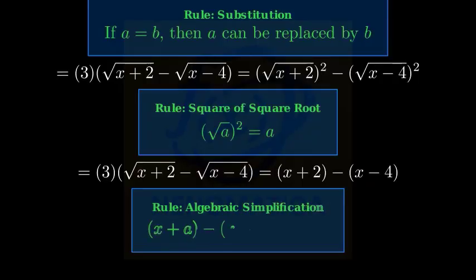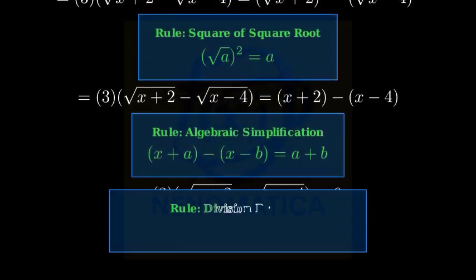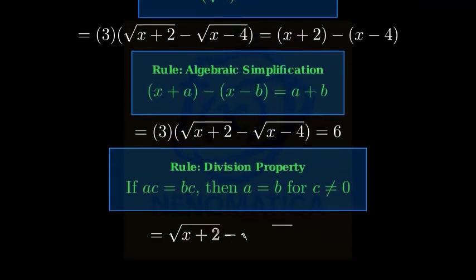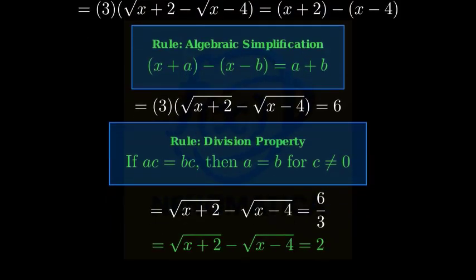Now, let's simplify the right side of the equation. We have x plus 2 minus x plus 4, which simplifies to 6. Let's divide both sides of the equation by 3 to isolate our target expression. Therefore, the square root of x plus 2 minus the square root of x minus 4 equals 2.